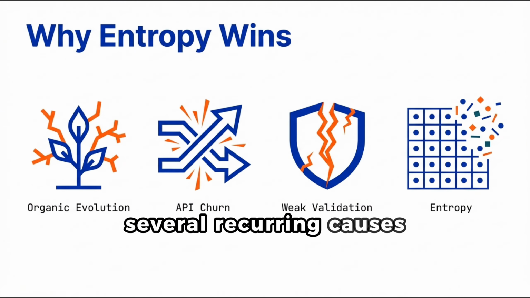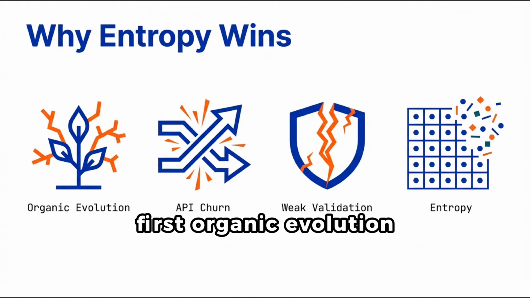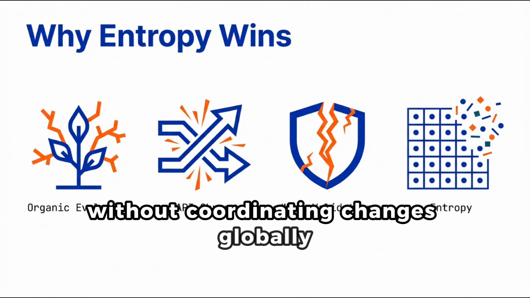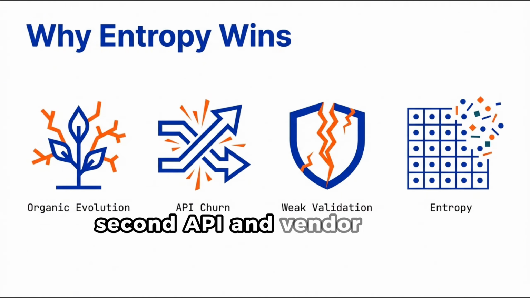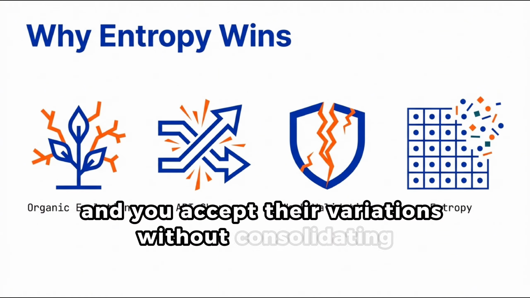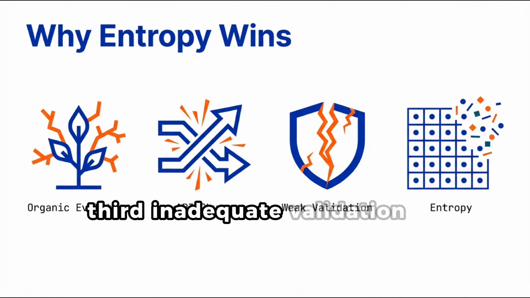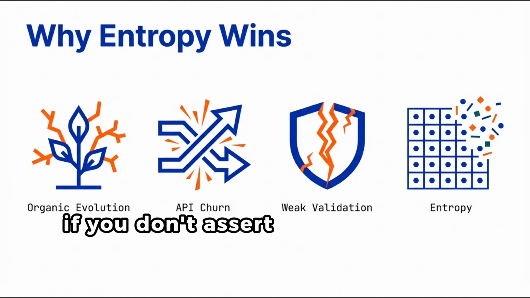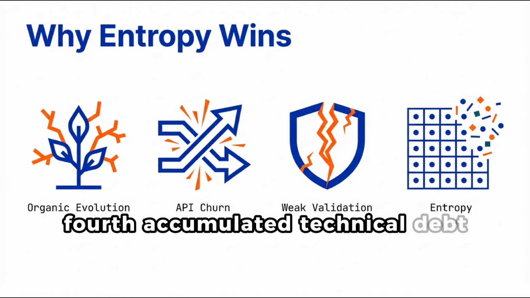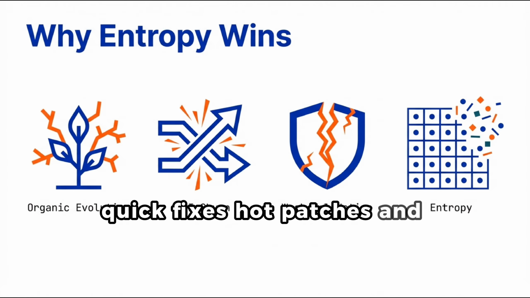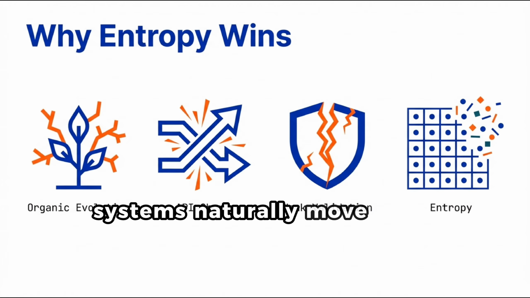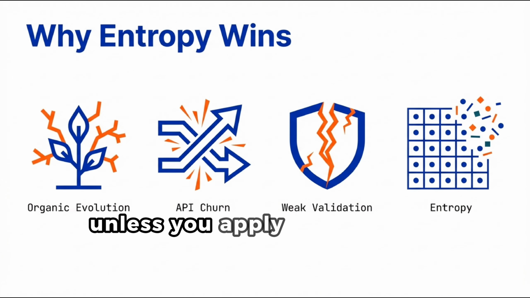Why does it happen? Several recurring causes. First, organic evolution. Teams add fields to solve local problems without coordinating changes globally. Second, API and vendor churn. Third-party schemas change, and you accept their variations without consolidating. Third, inadequate validation-at-ingest. If you don't assert what's essential, optionality becomes default. Fourth, accumulated technical debt, quick fixes, hot patches, and undocumented migrations. And finally, entropy. Systems naturally move from ordered to disordered, unless you apply maintenance.